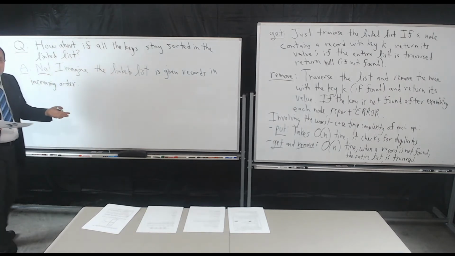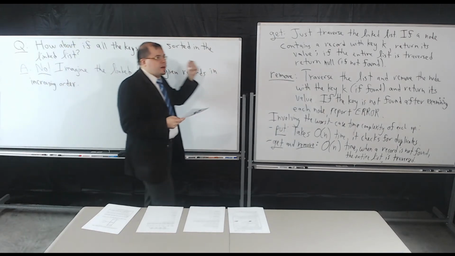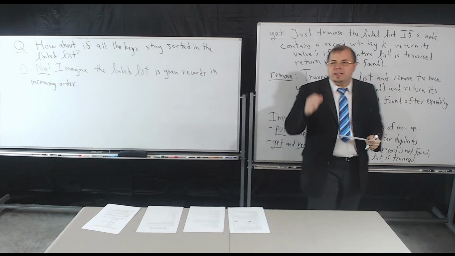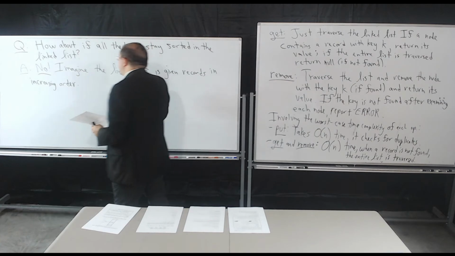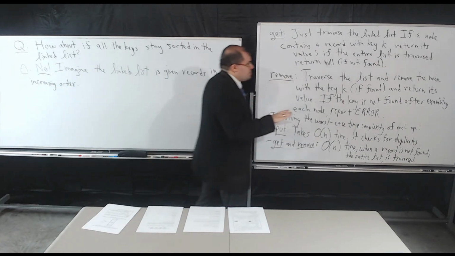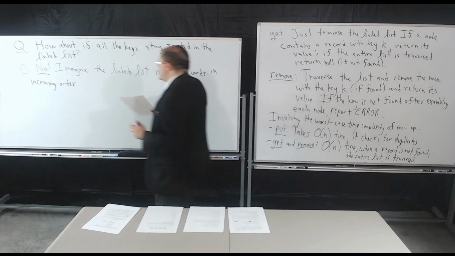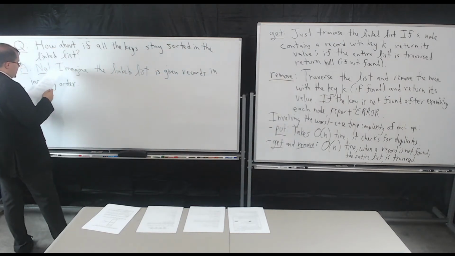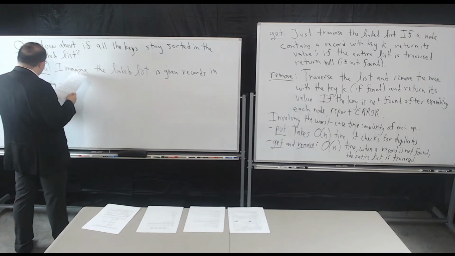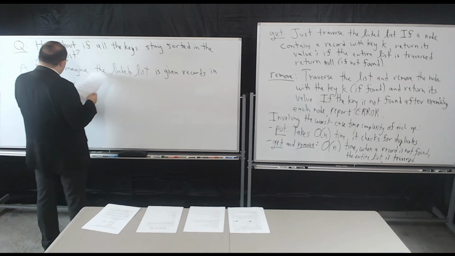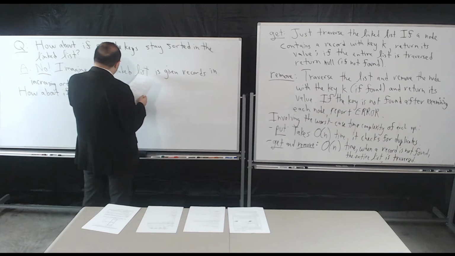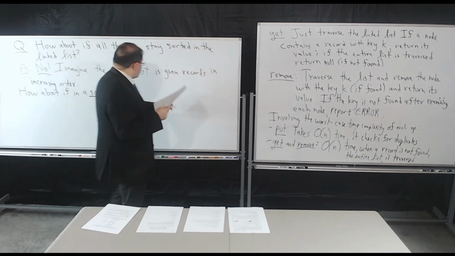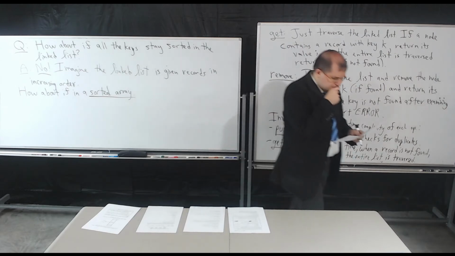So the answer is no, but can we still do better? Well, a linked list maybe just isn't the ideal way of thinking about sorted records. I gave you an algorithm that you can actually use to perform searches a lot faster, right? So all these operations are still going to take big O of n in my linked list, regardless. So how about if I consider instead a sorted array? So instead of using a linked list, we use a sorted array. Can we do any better there?